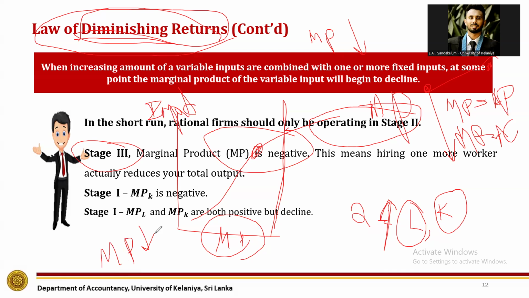Because sometimes if you are hiring additional workers or if you hire an additional machine, what happens? That will reduce your total output. With the stage 1, what happened? The stage 1, what happened?